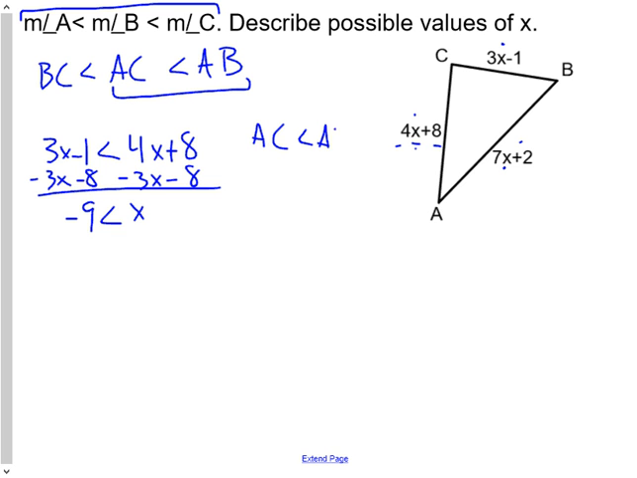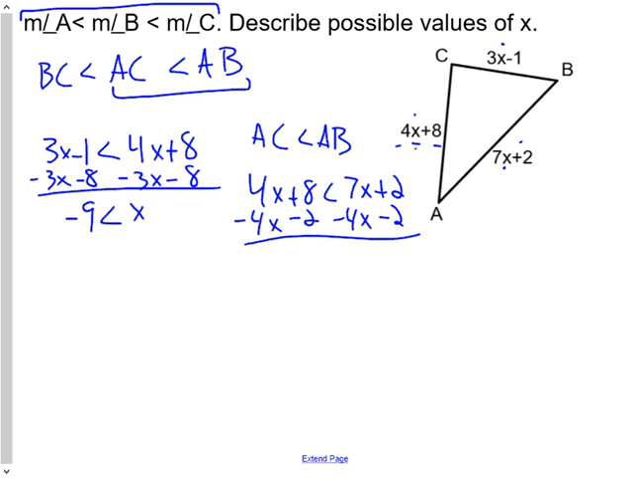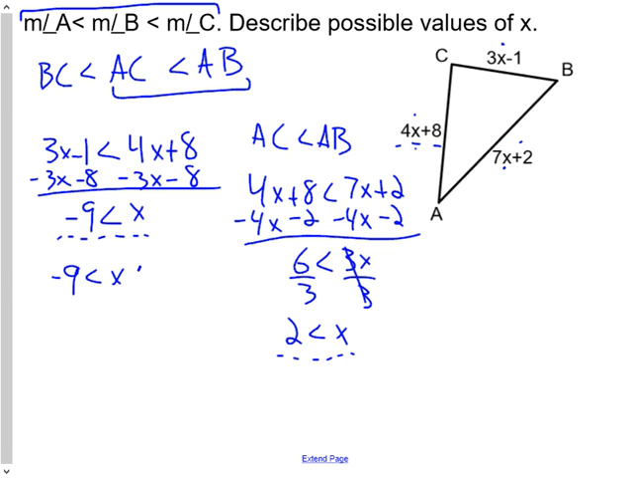Next, AC less than AB becomes 4x plus 8 needs to be less than 7x plus 2. Solving for x, minus 4x from both sides, minus 2. I get 6 less than 3x. So we got 2 is less than x. Now recognize both of these are less than. Okay, which one makes sense? Right? Are they both our answer? Can we just kind of sandwich them together like this? Right? Does that make sense? Doesn't make sense. Can't be bigger than, right?